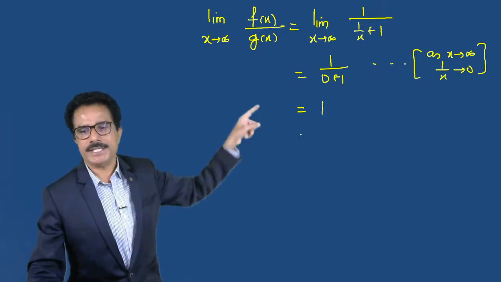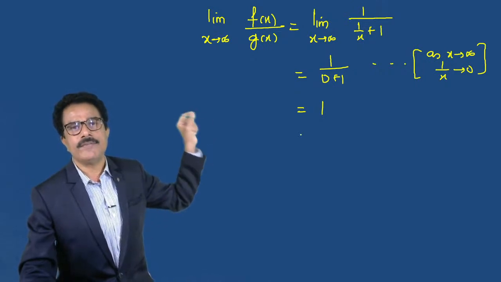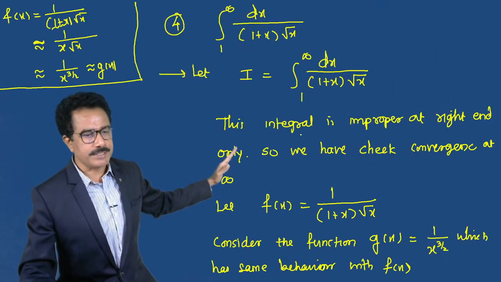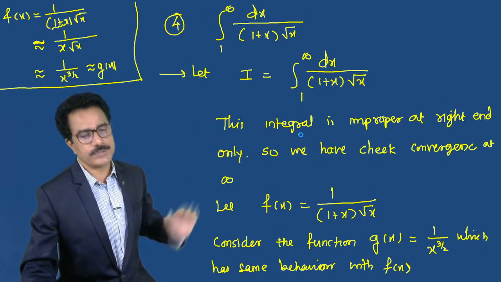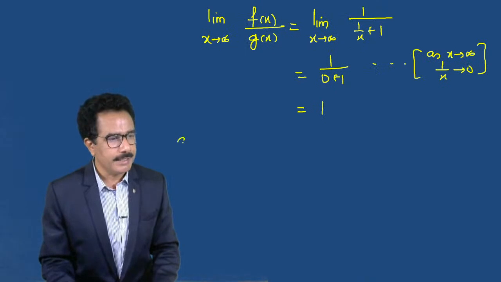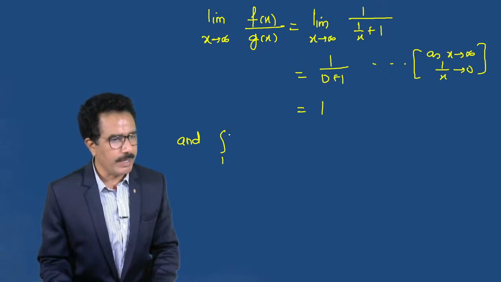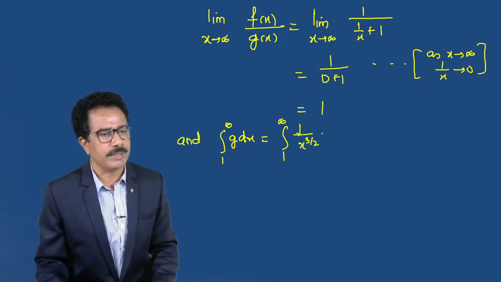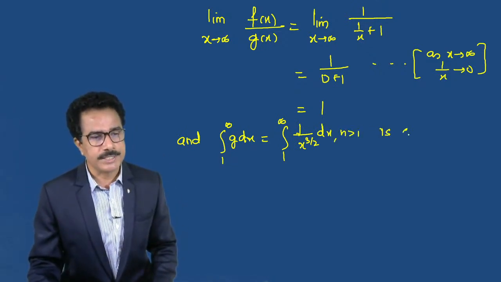L is equal to 1 in this case, then we can say that integral f and integral g have the same behavior. In this case g of x is convergent, so we can write f of x is also convergent. Now see this, the limit is integral from 1 to infinity of dx upon x raised to 3 by 2. In this case n is greater than 1, so it is convergent.